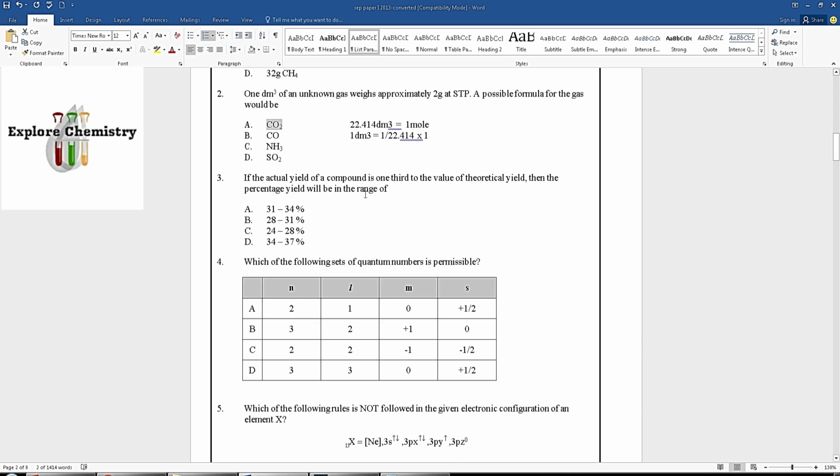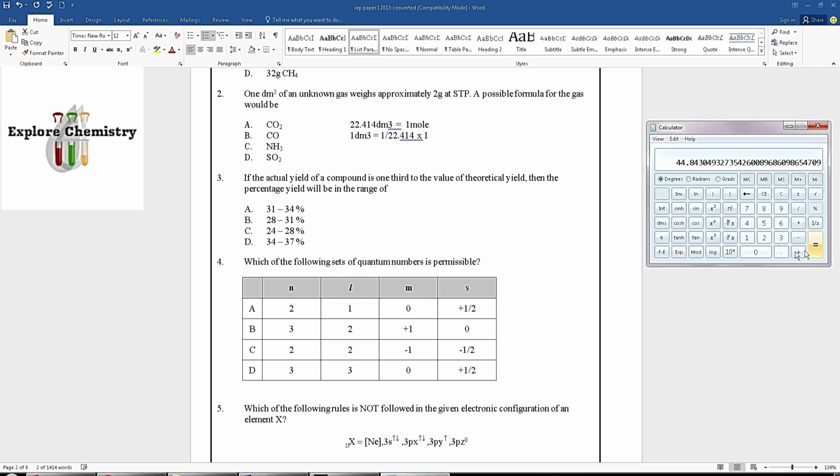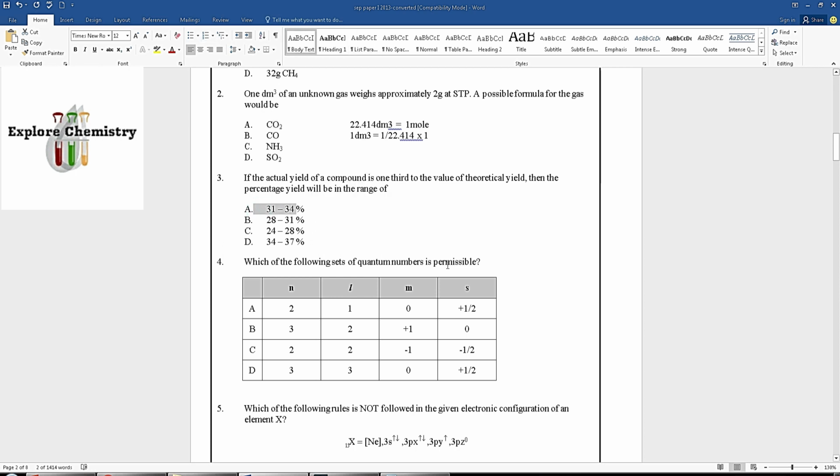Third is, if the actual yield of a compound is 1/3 of the value of theoretical yield, then the percent yield will be in the range of, for example, your theoretical yield is 9, so actual yield will be 3. According to the formula, actual yield divided by theoretical yield multiply by 100, you will get this answer 33.33. So your answer is 31 till 34. You can assume different values also, but actual yield should be 1/3 of theoretical yield.